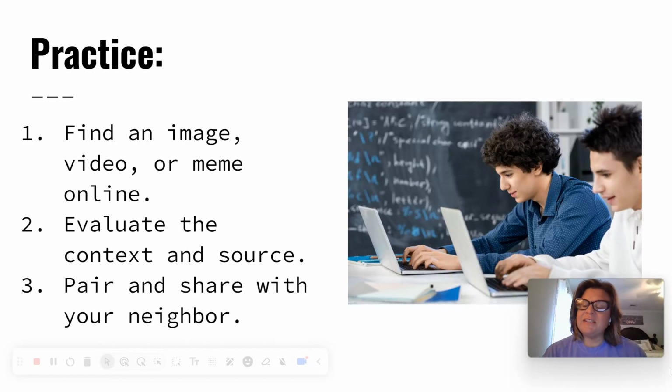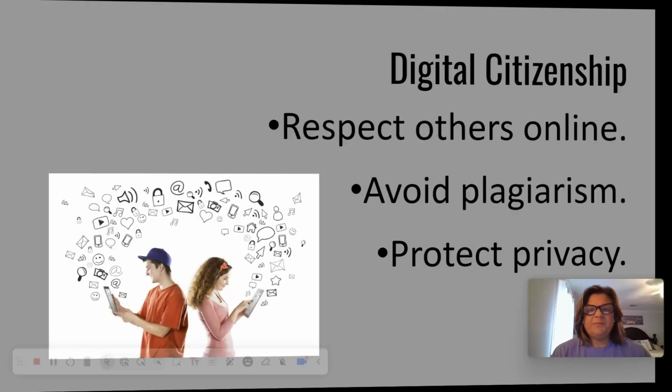So it would be time for practice because, like I said, every few minutes in the lesson, we would want to go and kind of have some practice, some move around, some talk, some think about what we've been discussing. And so with the practice, I would have them find an image, video, or meme online and look at the context and the source. What's the purpose? Why did the author present this? Were they informing, persuading, entertaining? And then I would have them pair and share with the neighbor. And so would be just like a quick 10-minute activity where they get a chance to actually practice what we've been talking about. So, always important to put that in your lesson.